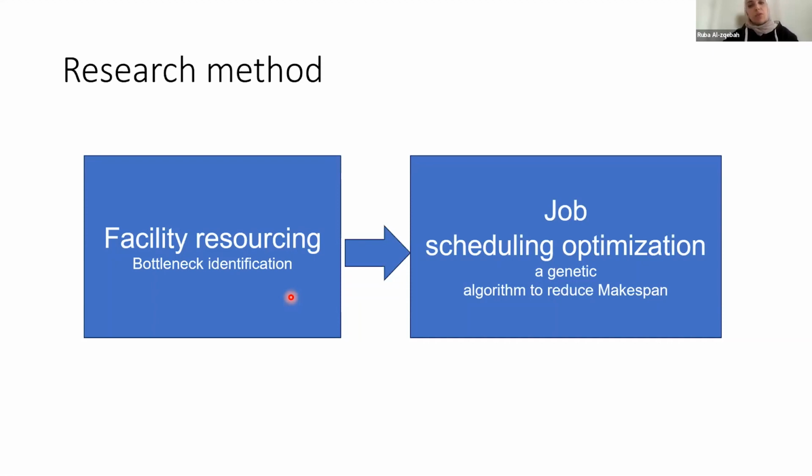And then we do job scheduling optimization using a genetic algorithm. Our goal is to reduce the makespan, which is the total production time.